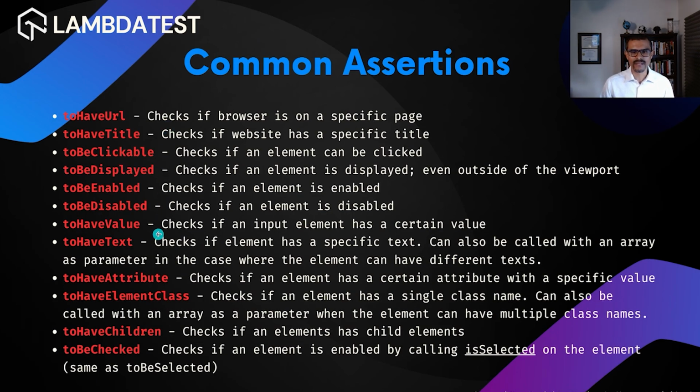Now let's take a look at some of the common assertions. This list right here is not all the assertions that you can make in WebdriverIO, but it is some of the ones that you're more than likely to come across. I'm not going to go through each one of these. Feel free to pause the video so you can read what each one of these does. Next, we're going to take a look at how to use each one of these assertions in WebdriverIO.